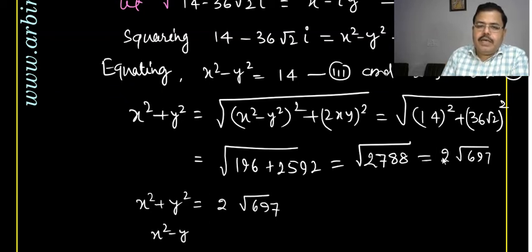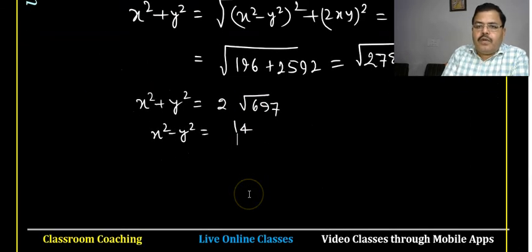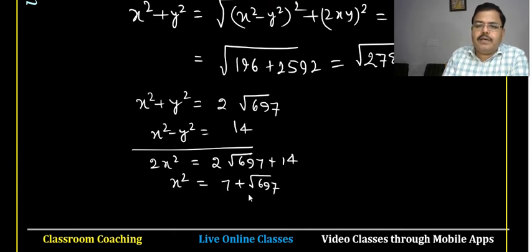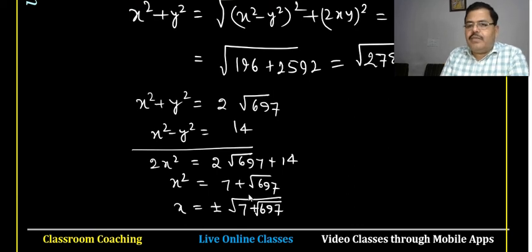So x square minus y square is what is given, that is 14. So we can use this by adding these two, you will have 2x square, that is 14 plus 2 root 697 plus 14. So x square is equal to 7 plus under root 697, and x is equal to the square root of this, plus minus square root of 7 plus root 697. This will come. Somewhere the data given is incorrect, but the method is correct. And similarly, if you put the value, you will get the value of y.